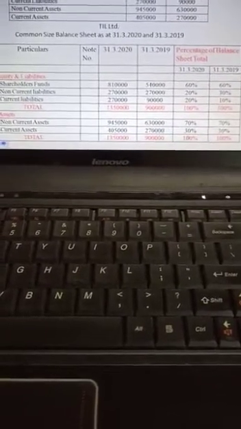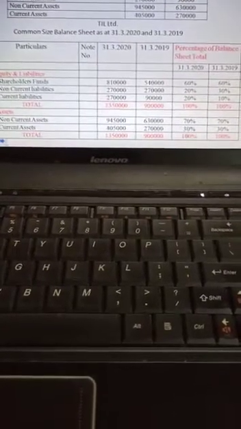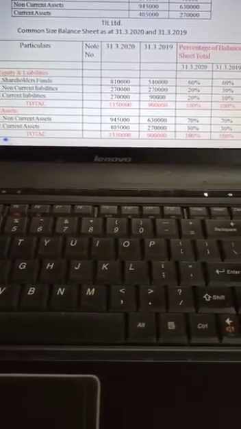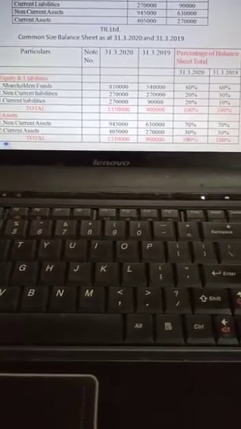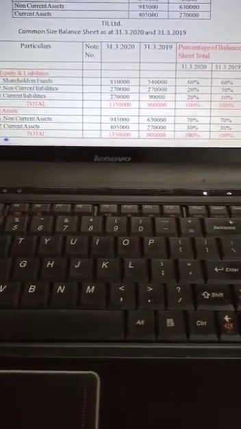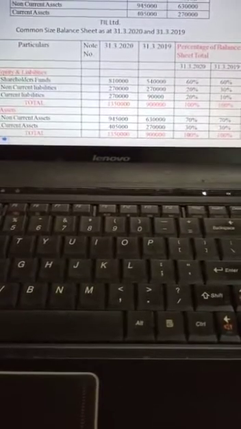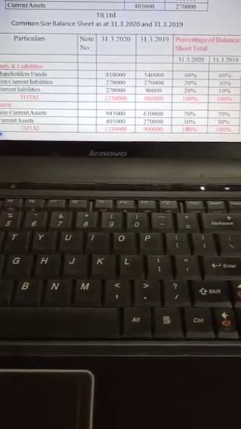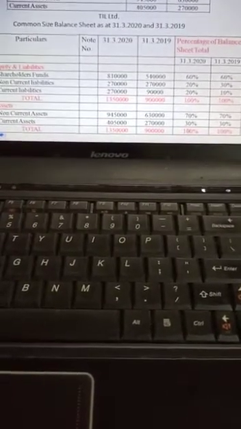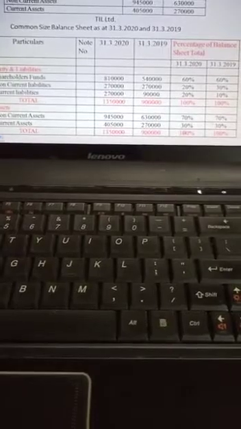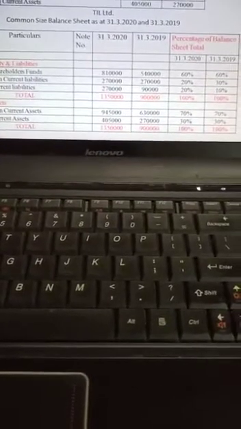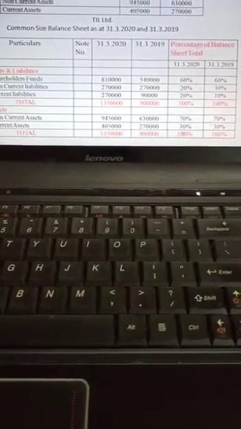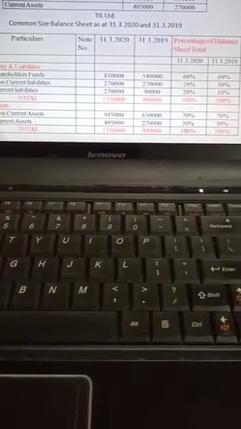Now, for the current year, the balance sheet total percentage is 70%, that is calculated as 9,45,000 divided by 13,50,000 into 100 for the non-current assets current year. And for the previous year, it is 6,30,000 divided by 9 lakh into 100, that is also 70%. Similarly, for the current assets, we have calculated 30% in each of the cases. And the total comes to 70 plus 30%, that is 100% for current year, and 70 plus 30%, that is 100% for the previous year.